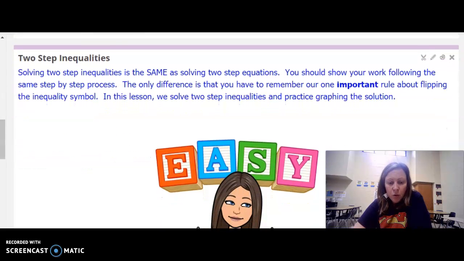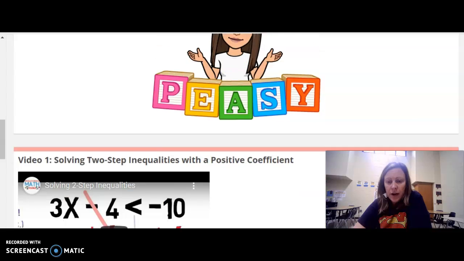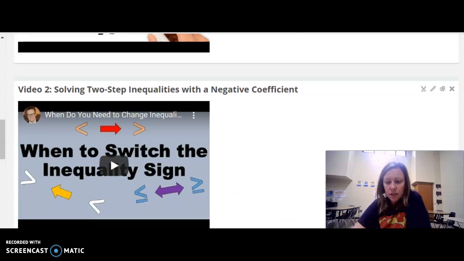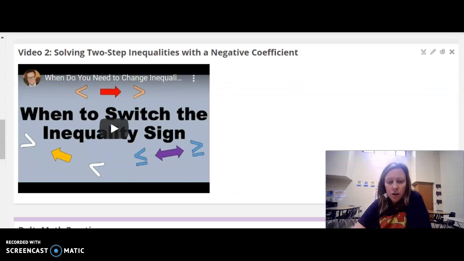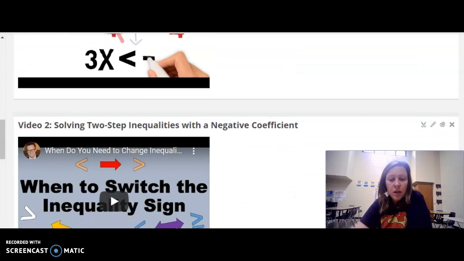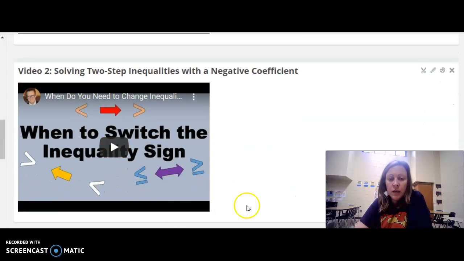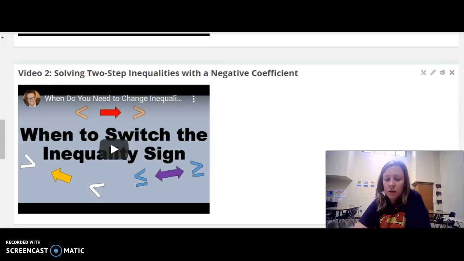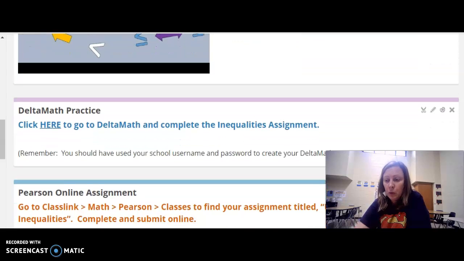For two-step inequalities, we are going to have a couple of video lessons that you need to watch. They show how you should show your work and keep it organized as we move from two-step, and then next week multi-step. Keeping your work organized is very important. And again, they reinforce the concept of flipping the inequality symbol.